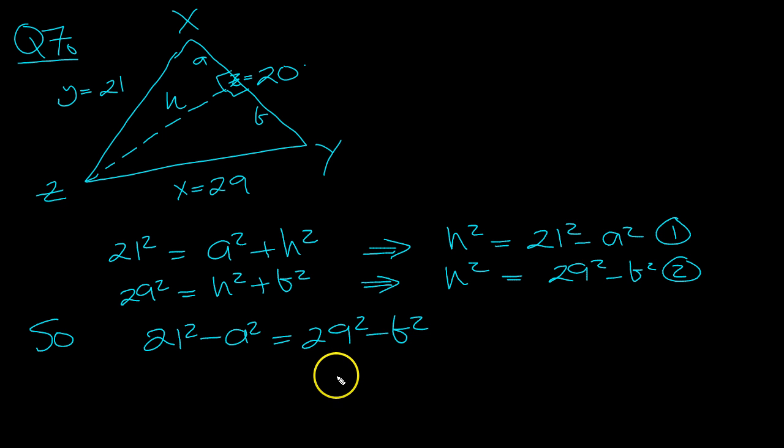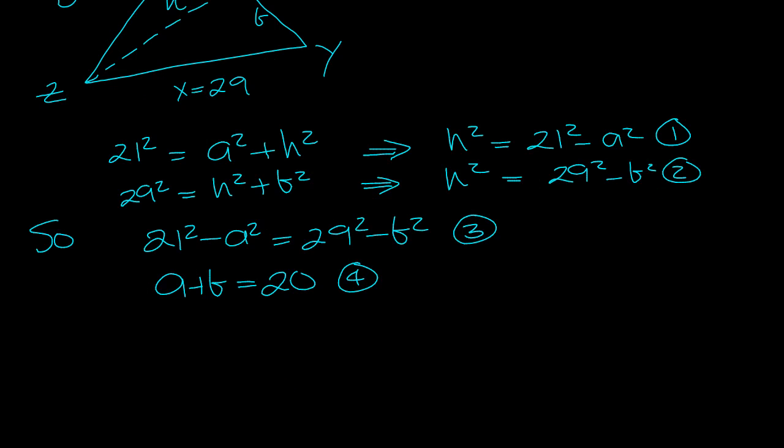Okay, that's alright. Okay, good. Right, we'll label that 3, and that's just an equation in terms of A and B. If we look at this, we know that A plus B is 20. That's the equation, we can label that number 4. So we've got two equations and two unknowns. So we can just solve this then, can't we?